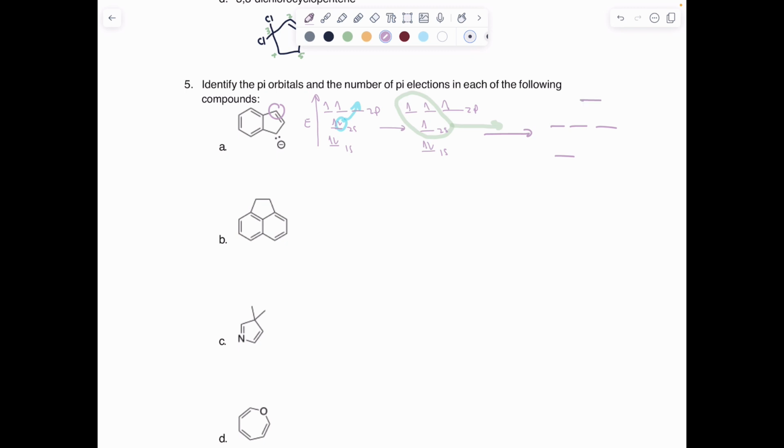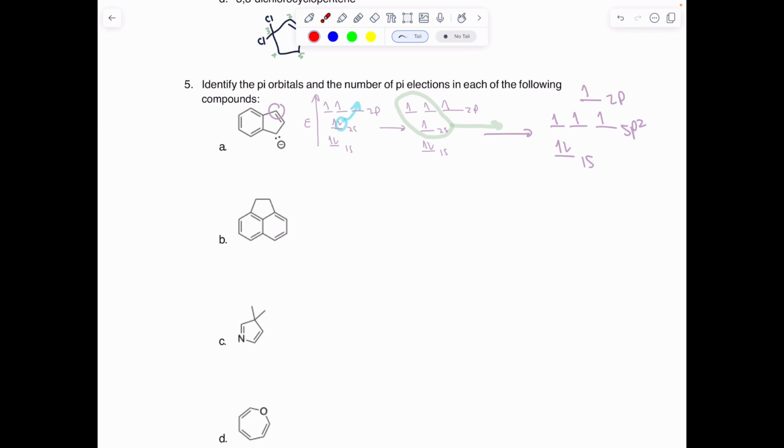So we still have our 1s orbital, which remains untouched. We now have 3 sp2 orbitals, and then we have our remaining unhybridized 2p orbital. Which means, all this to say, that this carbon does in fact have a p orbital.